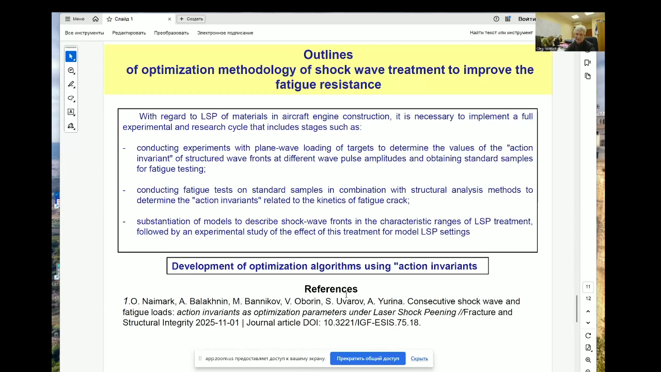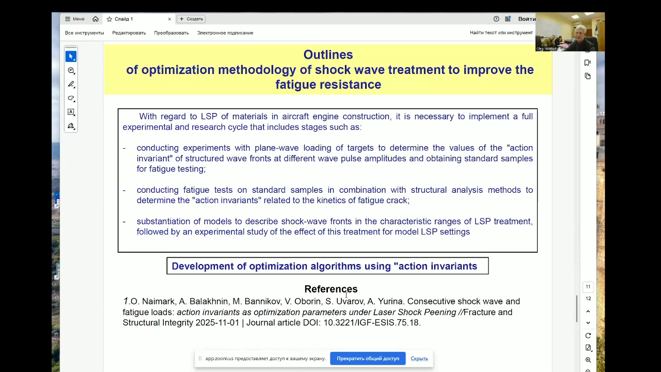I think we try to show that for shockwave and then fatigue loads, consecutive conditions of loads, we need to use some very specific invariants to estimate fatigue life. Because according to our feeling, the usage of residual stress could be used mainly for quasi-static and dynamic tests, because shockwave loading has very, very specific self-similarity features.